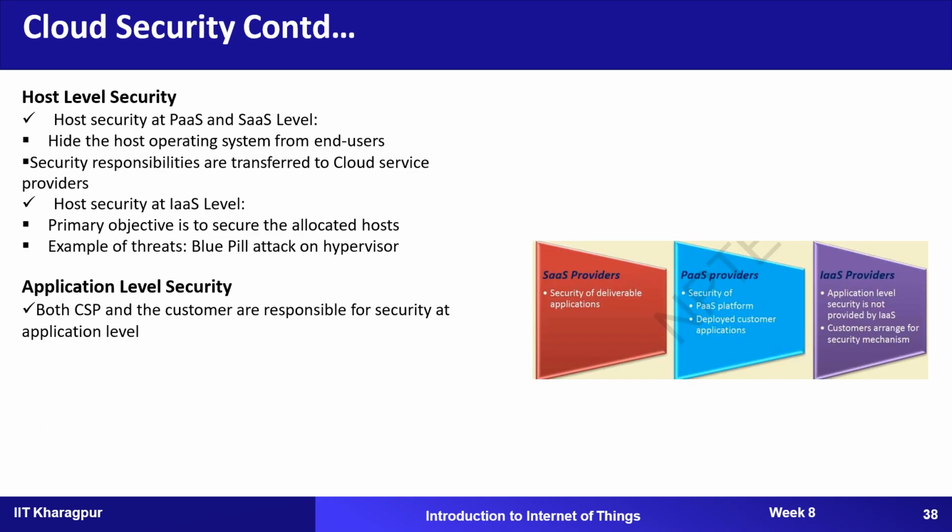Now next is host level security. We will discuss host level security at the platform as a service and software as a service level. It hides the host operating system from the end users, and the security responsibilities are transferred to the cloud service providers. Host security at infrastructure as a service level, the primary objective is to secure the allocated host. The example of the threat in case of host security at infrastructure as a service level is blue pill attack and hypervisor attack.